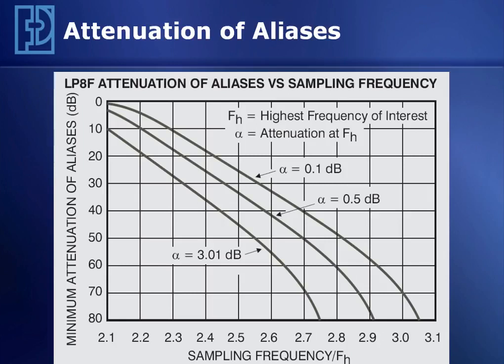So let's say that we can handle attenuation of 3 dB at the highest frequency of interest. We want 80 dB minimum attenuation of aliases. Reading off this chart, it says that we need to sample at about 2.74 times the highest frequency of interest. If we want no more than 0.1 dB attenuation of the signal and 80 dB minimum attenuation of aliases, reading off this chart, it says we need to sample at about 3.05 times the highest frequency of interest. And this chart represents curves for the LP8F, the sharpest filter that we offer.